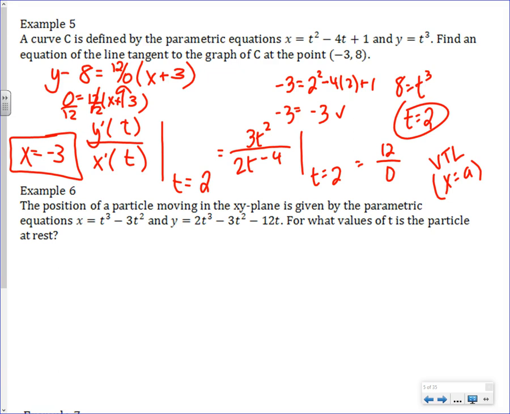Example 6. All right, calm down, my chatterboxes. The position of a particle moving in the xy plane is given by the parametric equations x equals, y equals. For what values of t is the particle at rest? What derivative? Is it when you eliminate the parameter?